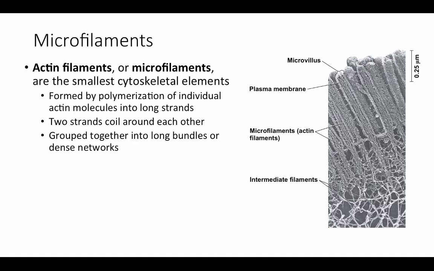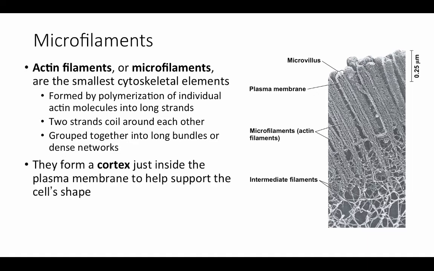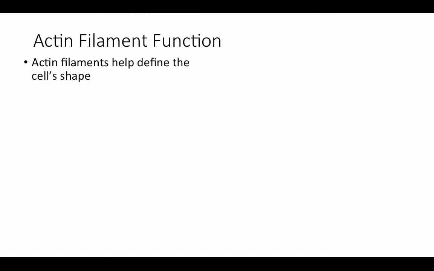So these can be grouped together into long bundles, or they can be in mesh-like dense networks, and they form sort of a cortex just inside the plasma membrane. So this layer of this mesh of microfilaments is going to help to support and maintain the cell's shape. So this is going to give that compression resistance that will keep the cell from kind of collapsing and give the outside of the cell more of a gel-like consistency rather than the liquid consistency of the interior of the cell.